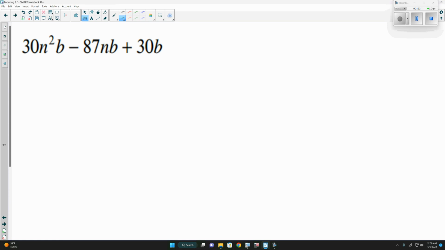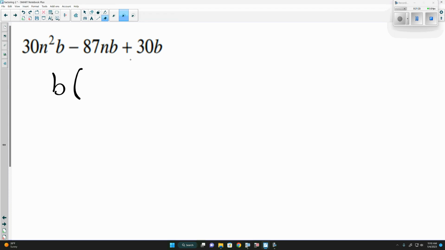Well, there is one variable across all three, yes? All three have what? They all three have a variable of b, yes? We can pull it out. All three don't have n. We have n squared, n, and a term without n, so it can't be affected.